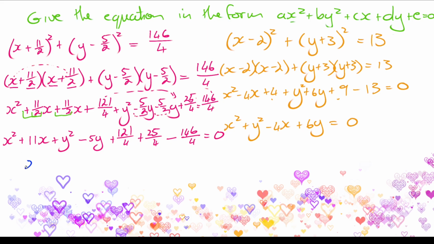Okay, anyway, back here. We're going to tidy it up. Oopsies, not in blue, in pink. X squared plus y squared plus 11x minus 5y. And now you're going to add all of these together. Well, minus that one. And you're just going to say 121 over 4 plus 25 over 4 minus 146 over 4, and it will give you 0 again. And I'm so lazy, I'm not even going to write plus 0. I'm just going to say equals 0. Bam! Woo! We did it!